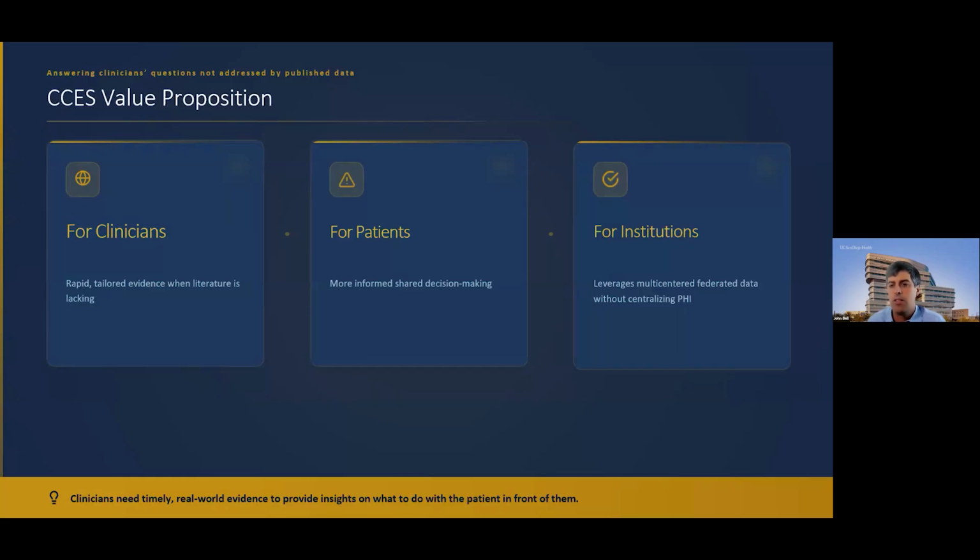As well as for institutions, they can feel comfortable about this because it leverages the multi-centered study or federated data, but there's no centralizing of PHI, so they don't have to worry about any of their PHI from their EHRs leaking out and causing HIPAA incidents.